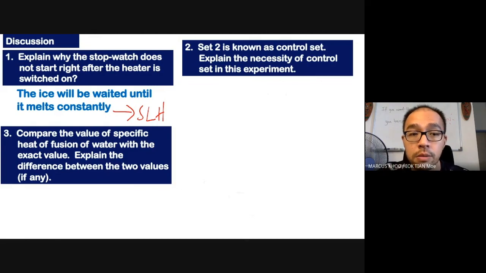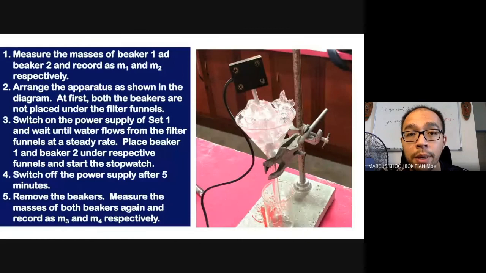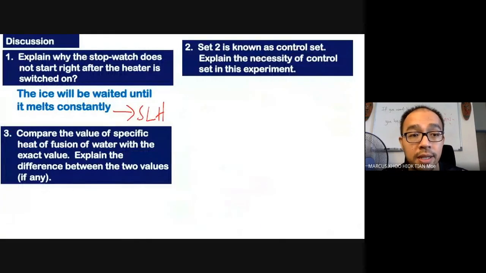Remember that when you first turn on the heater, it is going to increase the temperature of the ice. We don't want that. We only want to consider the time when there is no temperature increase. So how do you know that there is no temperature increase? When the water flows from the filter funnels at a steady rate. When it is melting at a steady rate, then you start the stopwatch. So that's the first answer.